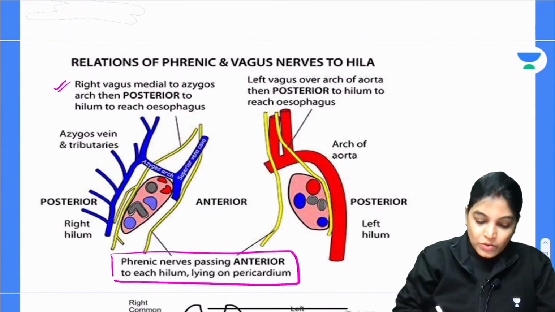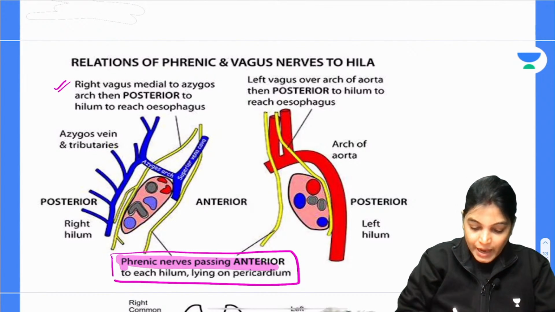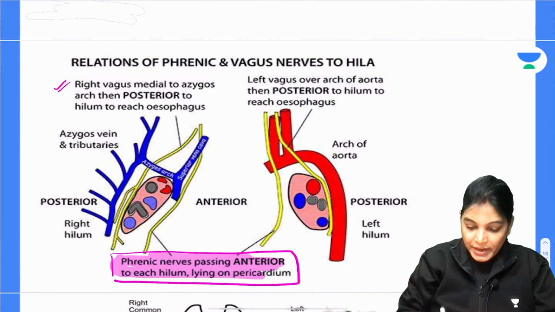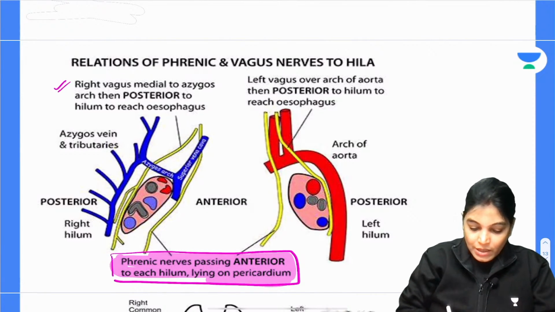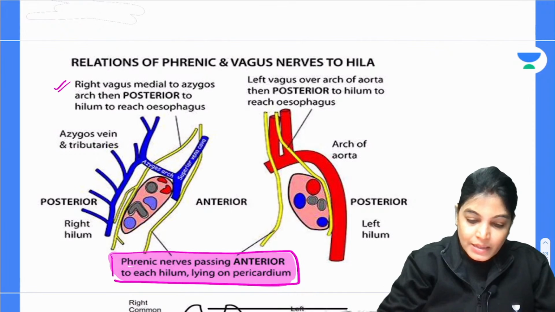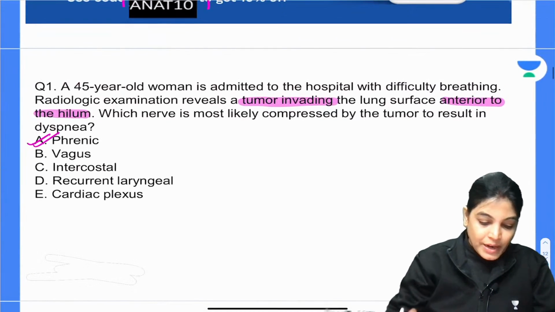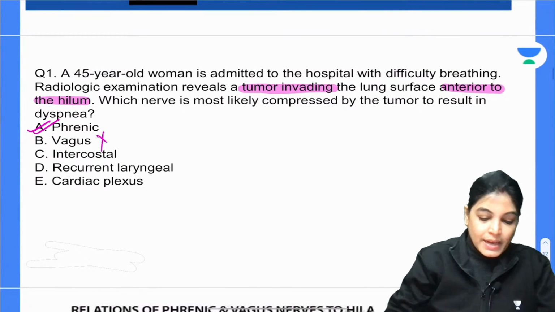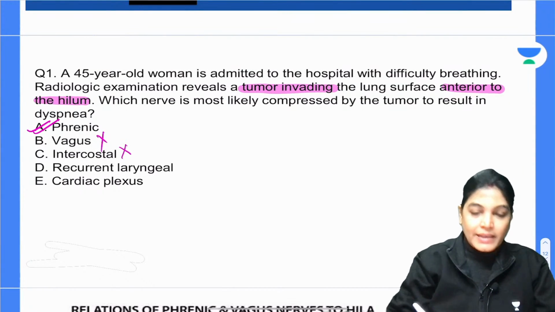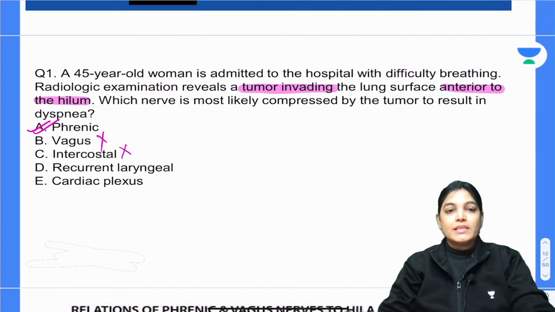Very clearly you can appreciate that the phrenic nerve is passing anterior to the hilum and lying over the pericardium. Now, the other options are wrong. You can see here that the vagus nerve is crossing posterior to the hilum area. So, it's quite clear that phrenic nerve is the correct answer and vagus is wrong. Intercostal can't be the right answer because it is lying in intercostal spaces and groove.